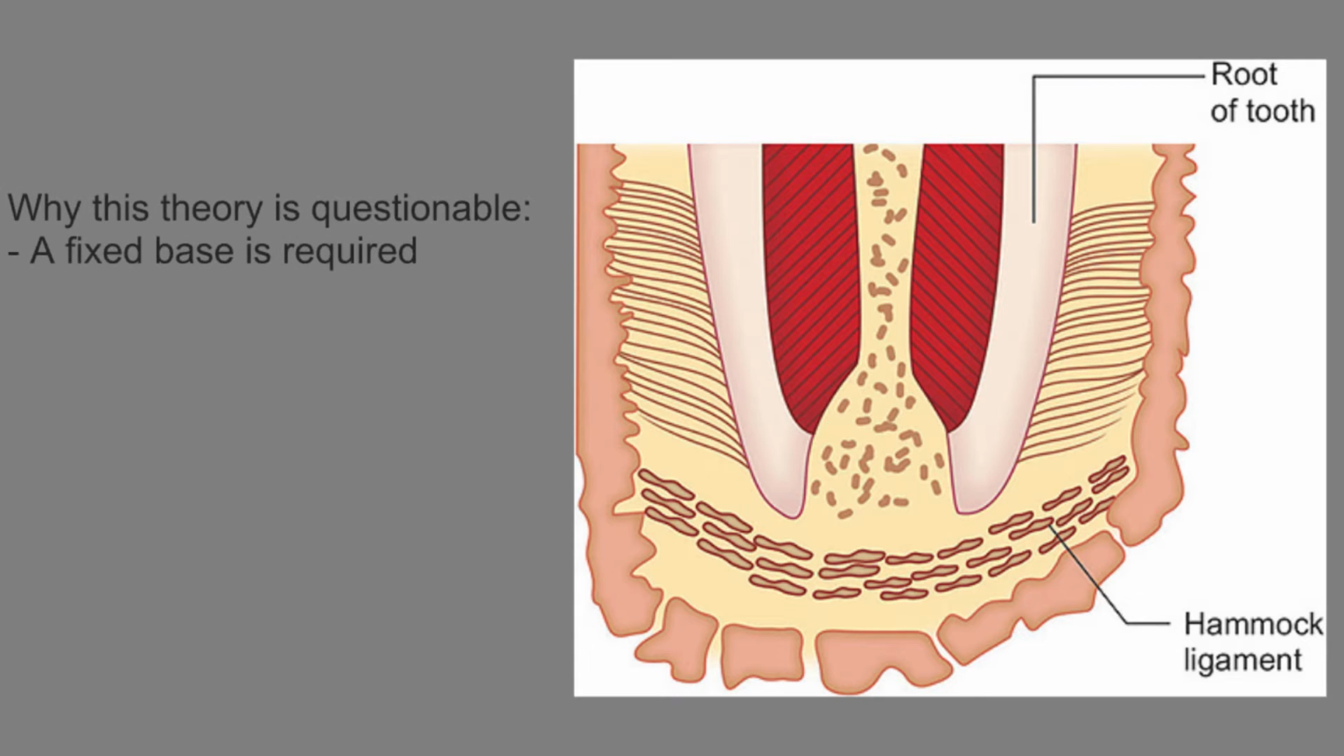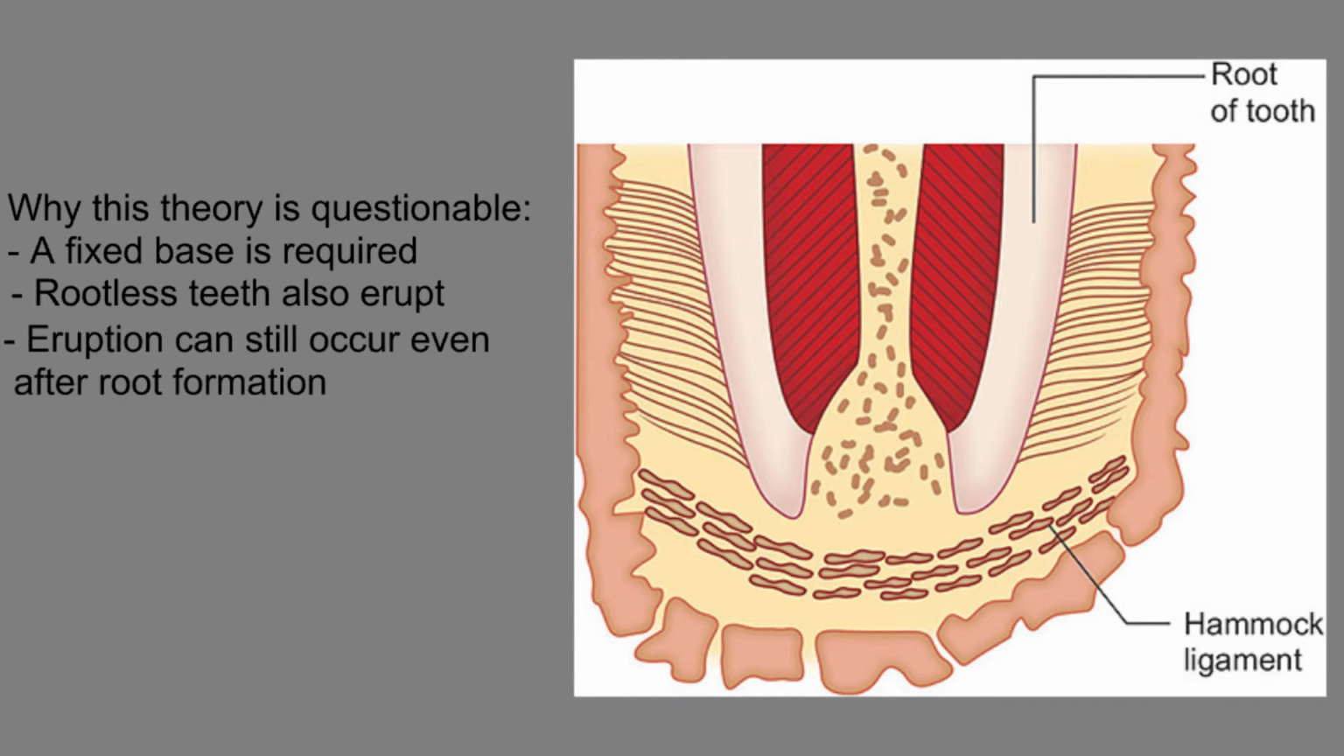First, if the root formation results in an eruptive force, there is the requirement of a fixed base, but the bone at the base of the root cannot act as a fixed base as pressure on the bone results in its resorption. Sometimes, the distance traveled by an erupting tooth is more compared to the length of root formed during the same period. Next, rootless teeth also erupt. For example, the natal teeth, which are occasionally present in the oral cavity at birth, are always without root. And then, eruption can occur even after root formation is complete.